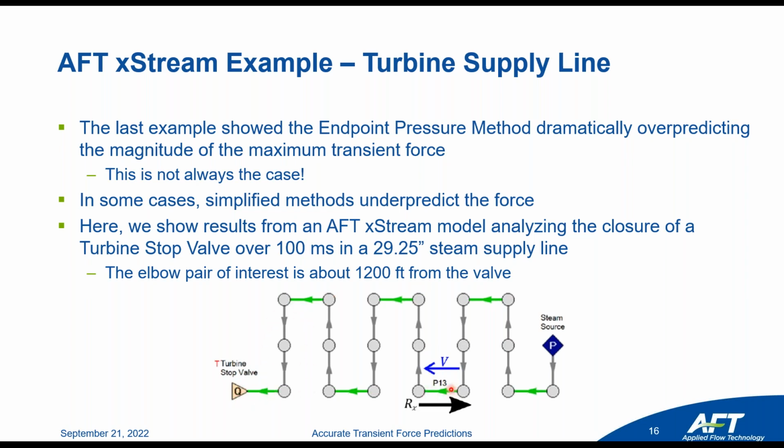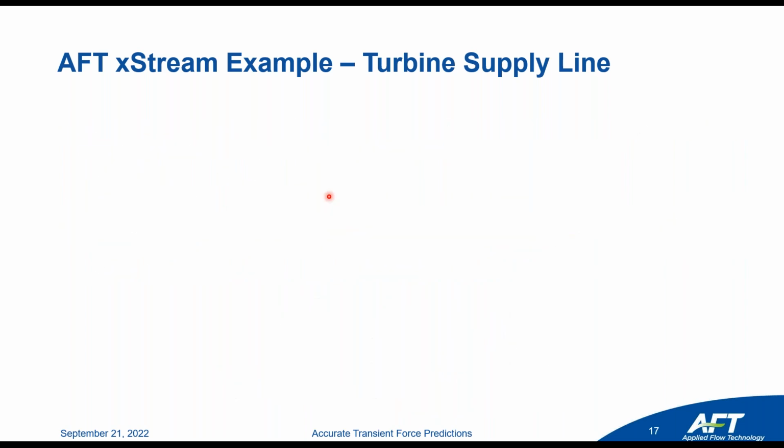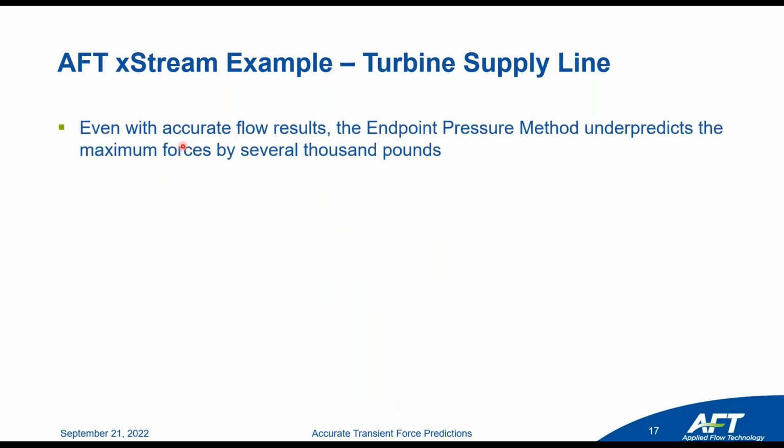At some point, it's going to enter this pipe 13, and that is going to cause a reaction on that leg. So even with accurate flow results, that endpoint pressure method would underpredict the maximum forces by, in this case, several thousand pounds, if not more.